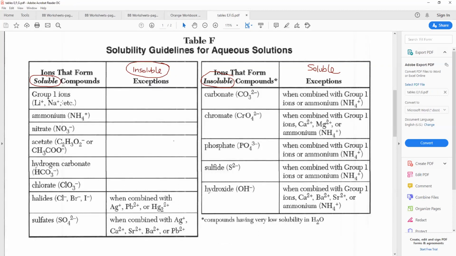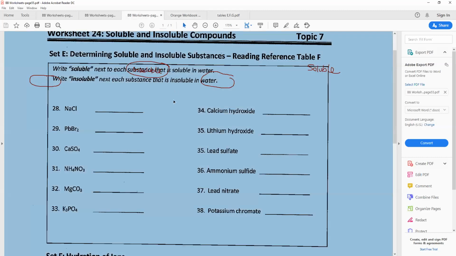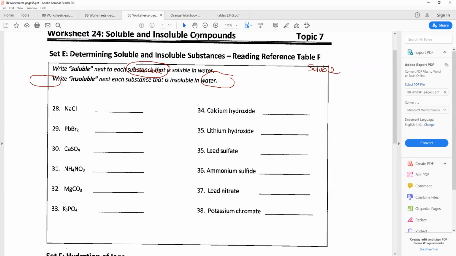Na. Na is a group 1. No matter what, it is soluble. But let's say you don't see it over here and you see the Cl. Cl is usually soluble unless it's combined with Ag, Pb, and Hg2. Well, it's not. Therefore, NaCl is going to be soluble. And my pen now doesn't write.